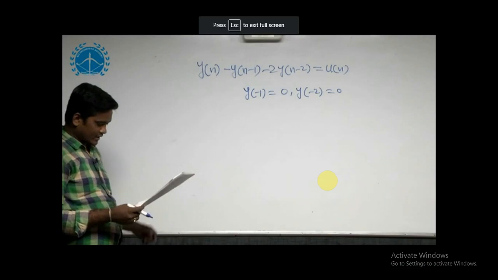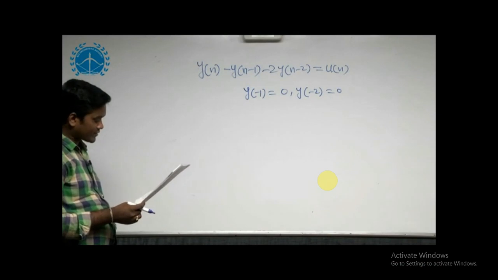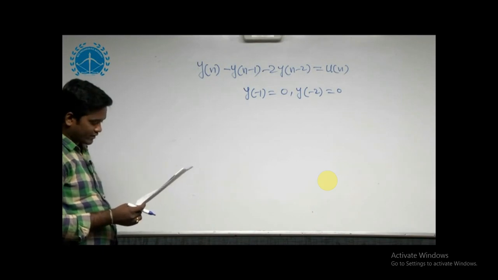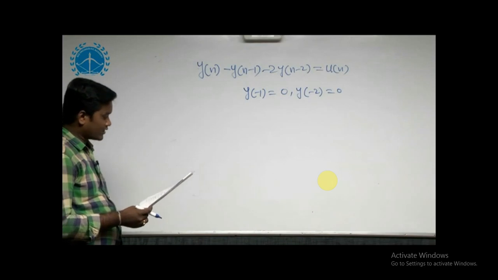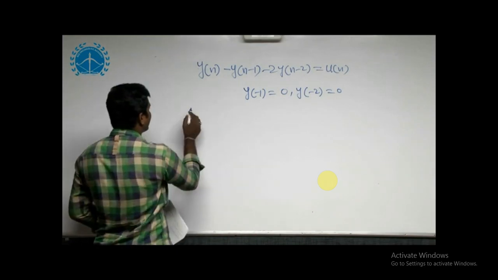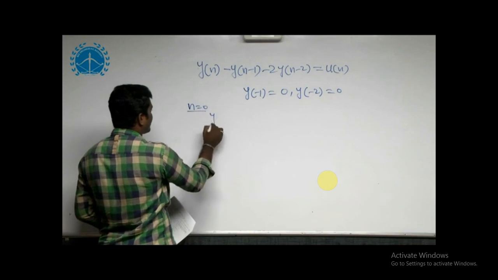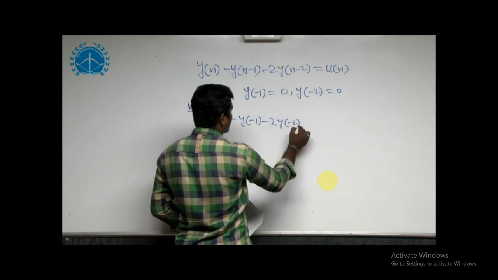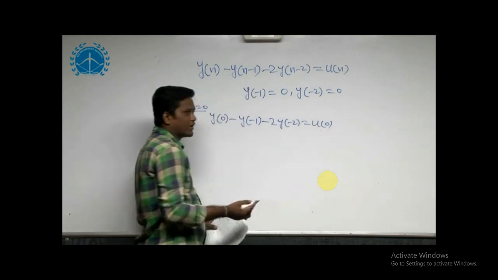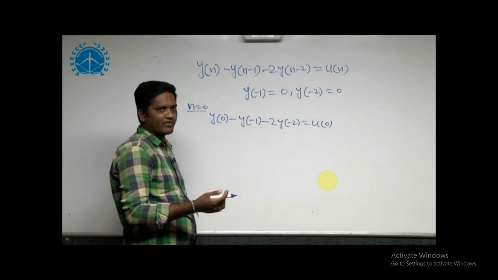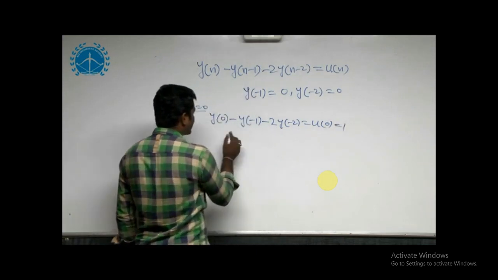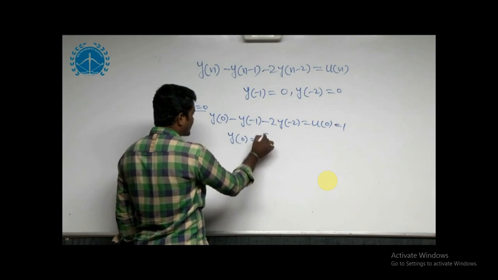The question is, this is the equation given: y of n minus y of n minus 1 minus 2 y of n minus 2 equals u of n, and given that y of minus 1 is 0, y of minus 2 is 0, then compute y of 3. We'll see now. First substitute n equal to 0 in the given equation: y of 0 minus y of minus 1 minus 2 y of minus 2 is equal to u of 0. You know what is the value of u of 0? U of n is 1 for n greater than or equal to 0, so u of 0 is 1. Y of minus 2 and y of minus 1 are 0. So finally y of 0 is equal to 1.